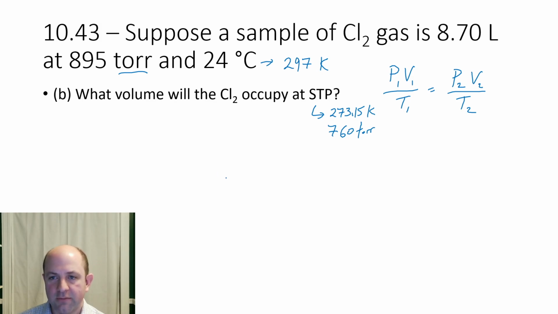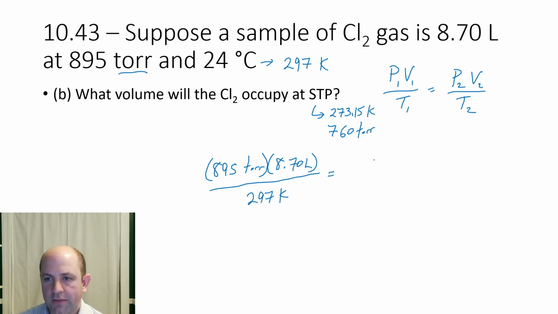So if we plug that in, P1, 895 torr, times V1, which was the 8.70 liters, divided by T1, 297 Kelvin. That is going to equal P2, so that's 760 torr.